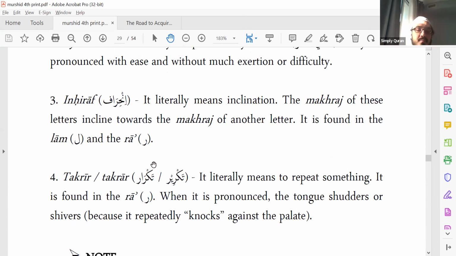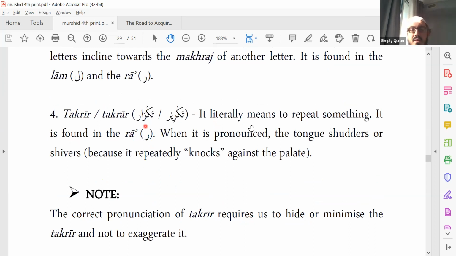Practically speaking, does this have an effect on the letter? Not so much as safir or takrar. Number four, takrir, or takrar, literally means to repeat something, and it's found in the ra. When it's pronounced, the tongue shudders or shivers because it repeatedly knocks against the palate. Remember, the ra is the tip of the tongue touching the roof of the mouth. For example, when you say ar, it's kind of hitting the palate.